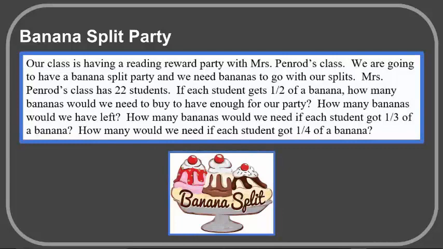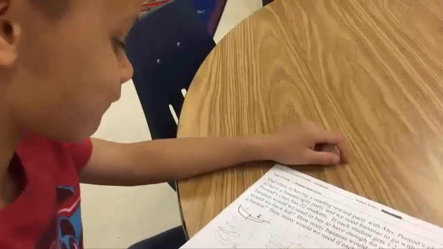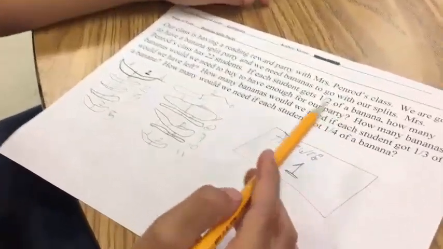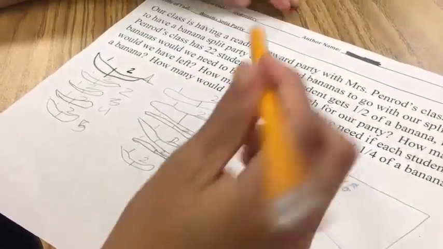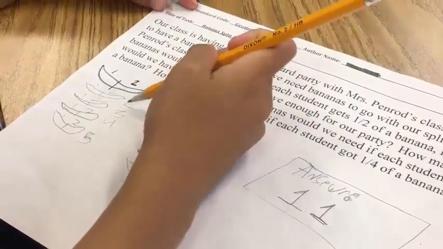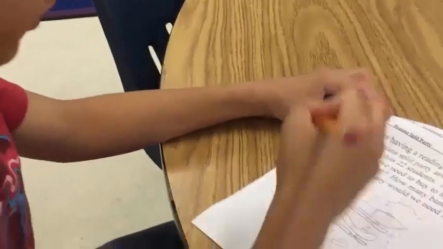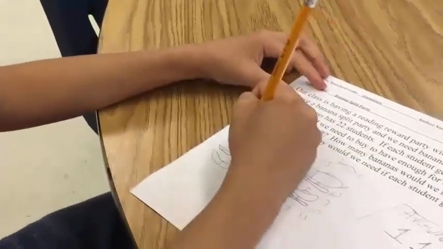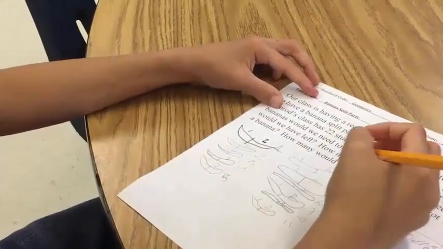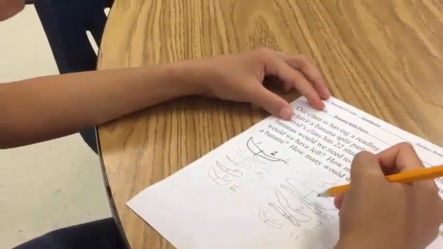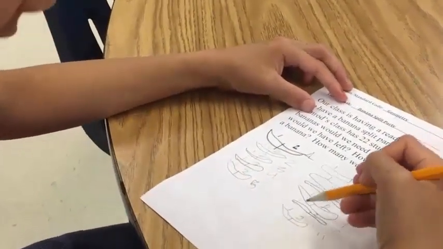Miss Penrod's class has 22 students. In order to make sure she knows how many bananas to buy, the students must partition the bananas into halves, thirds, and fourths. If the bananas are cut in half, how many should Miss Penrod buy? She should buy 1, 2, 3, 4, 5, 6, 7, 8, 9, 10, 11 bananas. And how many pieces does that make? 2, 4, 6, 8, 10, 12, 14, 16, 18, 20, 22.